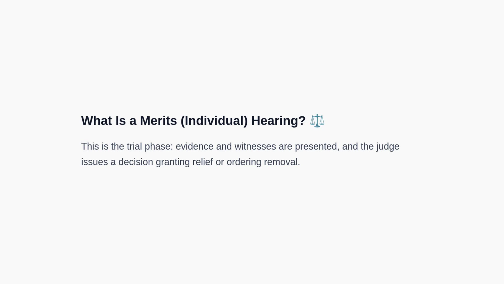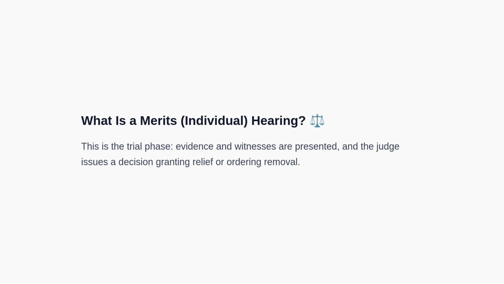Having covered the MCH, we can now contrast it with the final stage, the merits hearing. The merits hearing, often called the individual hearing, functions like a trial. The respondent and any witnesses testify, documentary evidence is submitted and evaluated, and legal arguments are made. The immigration judge then rules on the requested relief, granting it, denying it, or issuing an order of removal. Because of the preparation and court time required, getting to this stage typically takes months, and scheduling is tightly controlled.